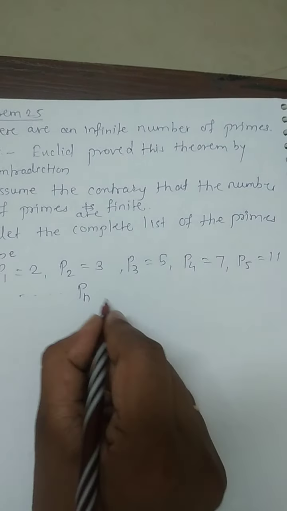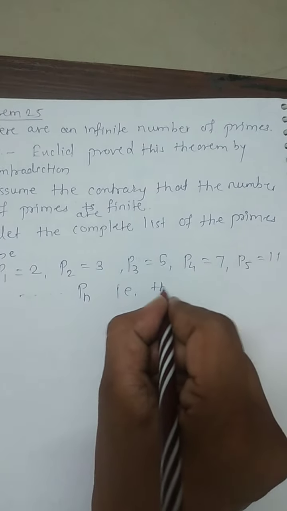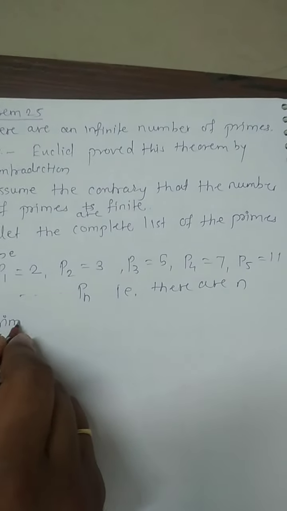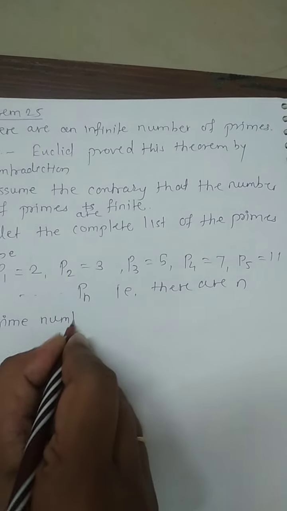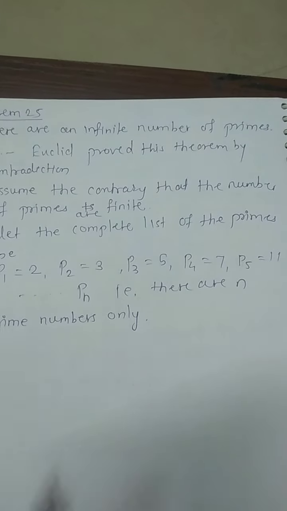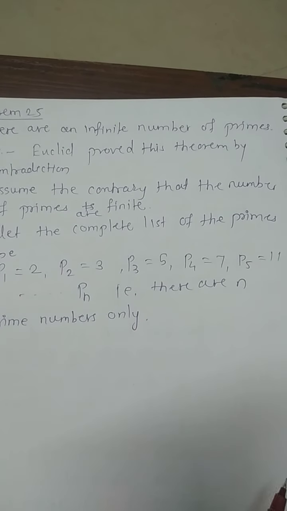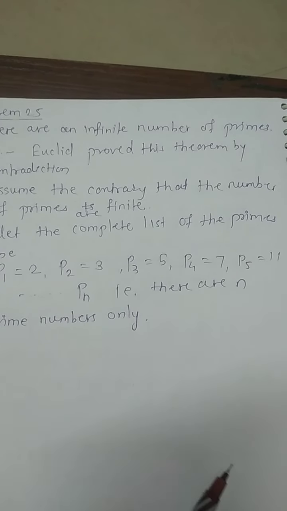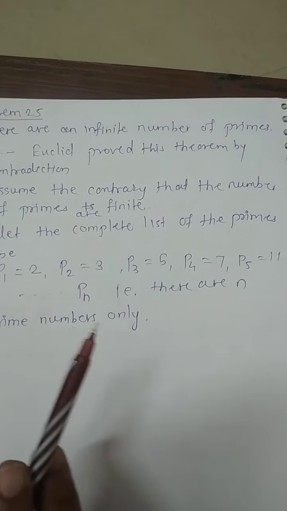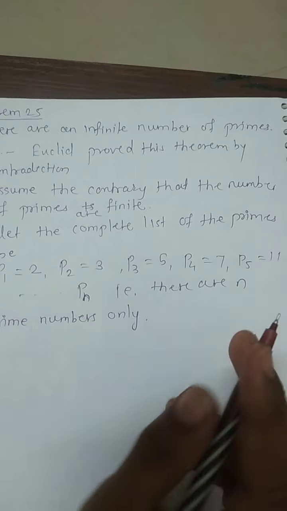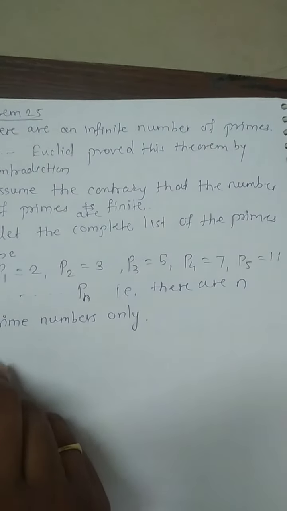That is, there are n prime numbers only. Means what? We can count these n prime numbers. But what does the statement say? The statement says we cannot count the number of primes. They are infinite, but we are assuming they are finite. So finite means we know the value of n. Understood?